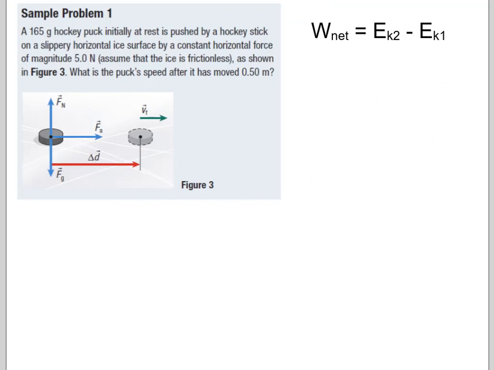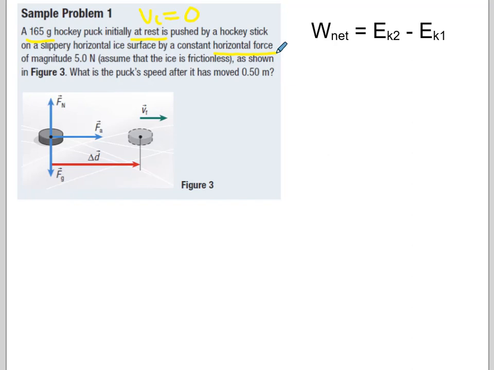So let's try a question. A 165-gram hockey puck initially at rest. Okay, so that right there tells me something. VI is 0. Okay, so that's important. I also see this guy's in grams, so I don't like that either. So I'm going to make a little note of that. Is pushed by a hockey stick on a slippery horizontal ice surface by a constant horizontal force. Okay, that was one of the other things we talked about in our course, is that for grade 11, our forces will be constant until there's a change in the problem, in which case we'll break the problem up into smaller pieces.